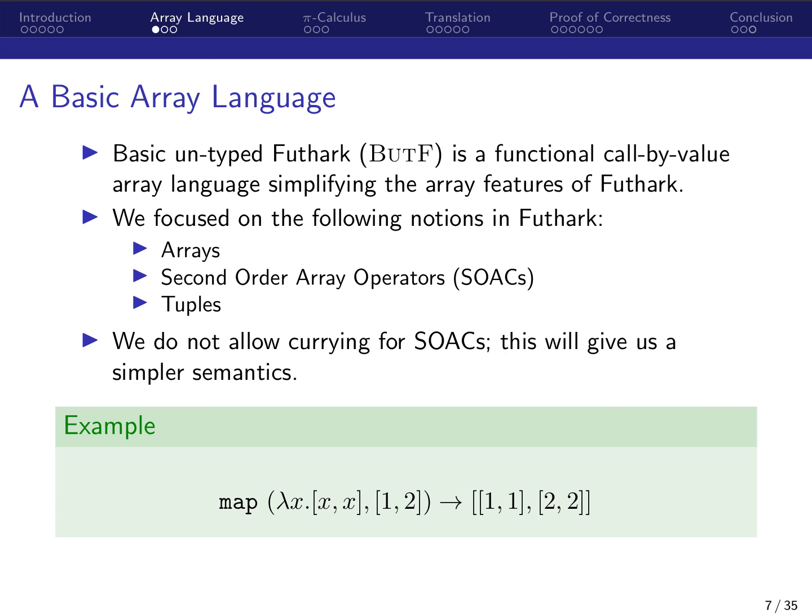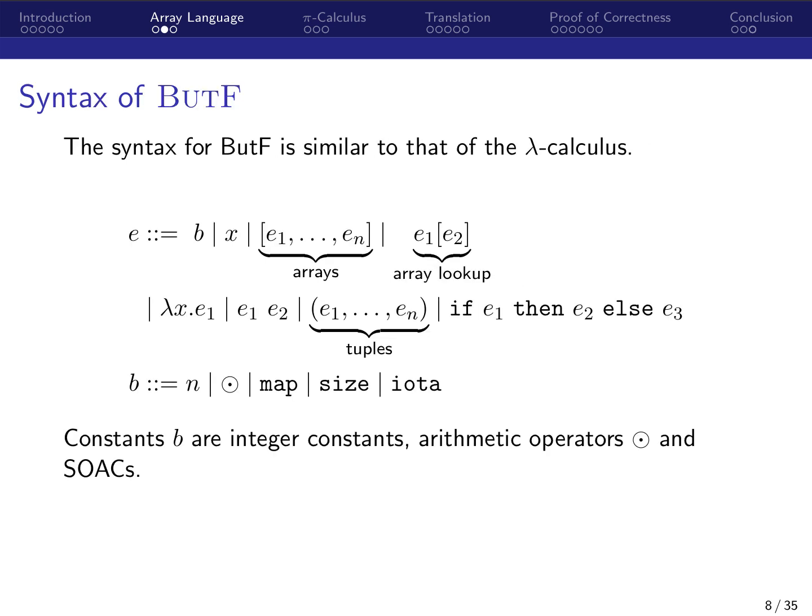You can map the function lambda x, which gives you a 2-place array where both elements are x, and we can map that function into a 2-place array containing 1 and 2, and what do we get? We get an array containing 2 subarrays, the subarray 1 and 1, and the other subarray 2 and 2. So the syntax of BUTF is very similar to what we see in the lambda calculus.